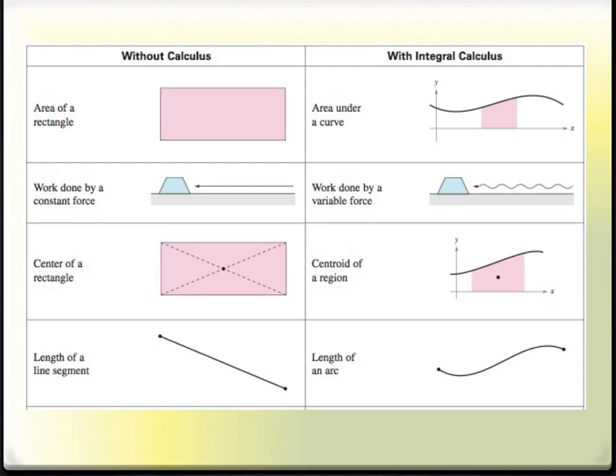Without calculus, you can find the length of a line segment, right? You can measure it. It's straight enough, easy to do, ruler stuff, whatever. But with calculus, you can use the shape that's a curve to do that. So I can take a curve and I can find the length of the curve when I use calculus.